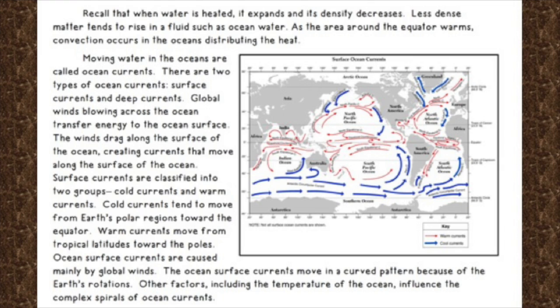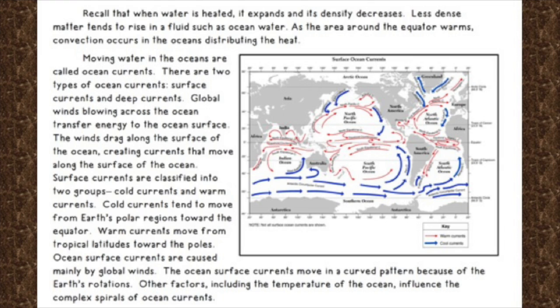Moving water in the oceans are called ocean currents. There are two types of ocean currents, surface currents and deep currents. Global winds blowing across the ocean transfer energy to the ocean. The winds drag along the surface of the ocean, creating currents that move along the surface of the ocean.